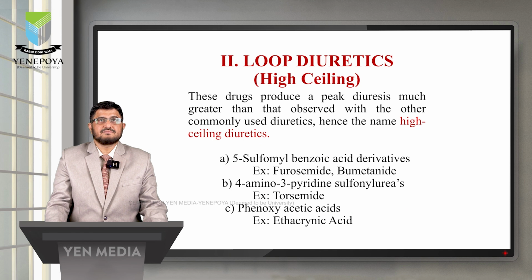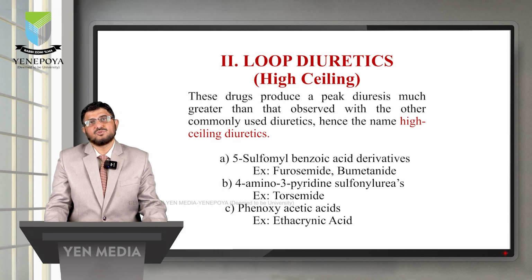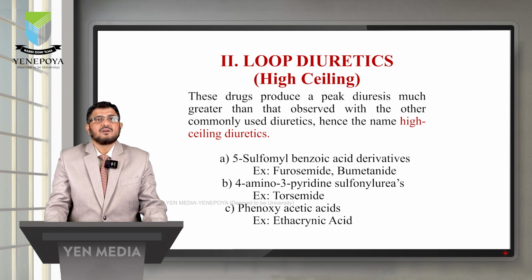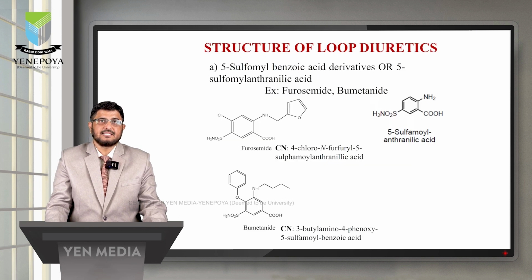Coming to the next class of drugs, the loop diuretics or high ceiling diuretics. These drugs produce a peak diuresis much greater than that observed with the other commonly used diuretics, hence the name high ceiling diuretics. They are again classified as 5-sulfamyl benzoic acid derivatives, for example furosemide, bumetanide; 4-amino 3-pyridine sulfonylureas, torsemide; and phenoxyacetic acid, ethacrynic acid.